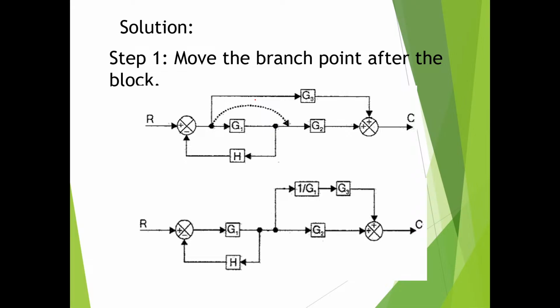Whenever a branch point moves ahead of G1 or any block, what should happen? In that particular signal, the reciprocal of that gain, that is 1 by G1, should be written in a block. That you have to do. So for your own satisfaction, instead of drawing it here, I will draw it here. Let us assume this is not there, this is not there.